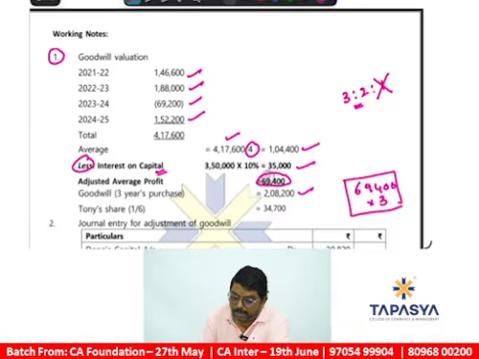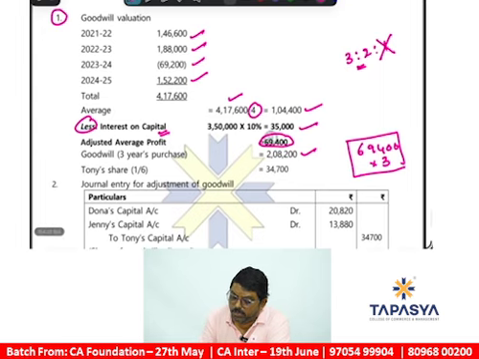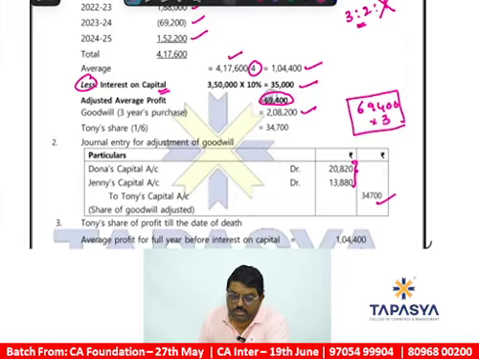Okay. So generally the person who is retired, his share is 1/6. Okay. 2,08,200 into 1/6, and his share can be credited to him, 34,700. The same is debited to continuing partners in gaining ratio.